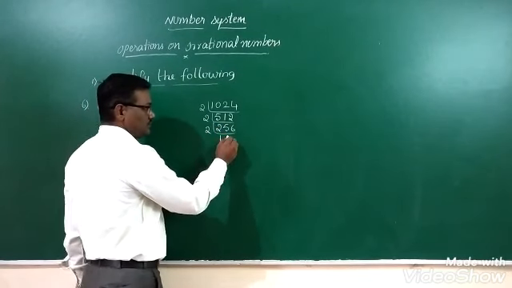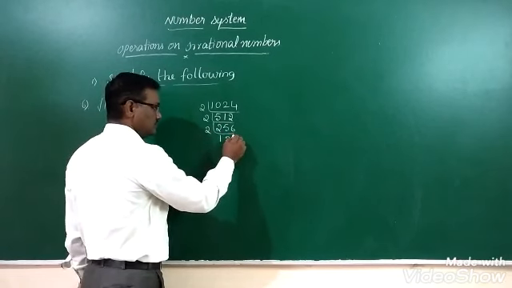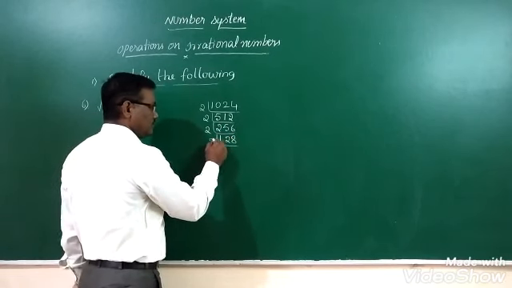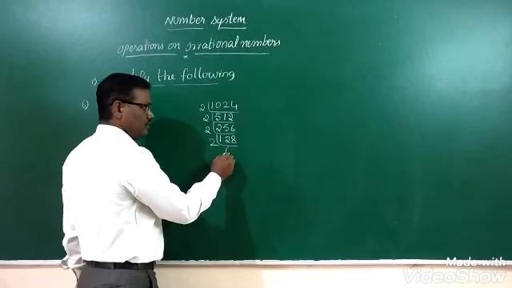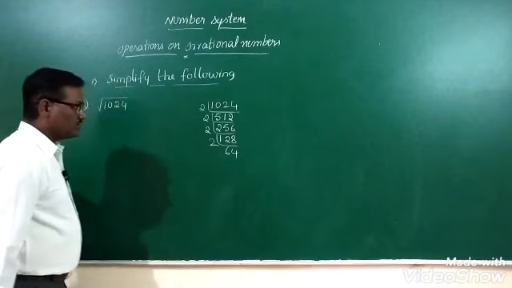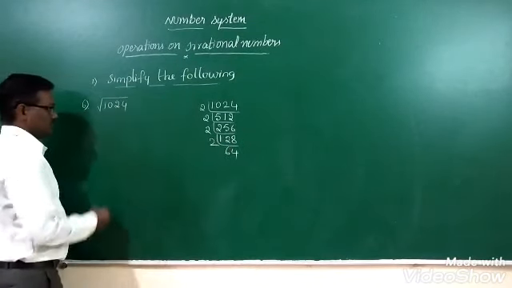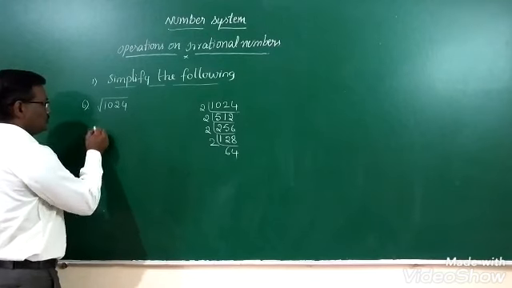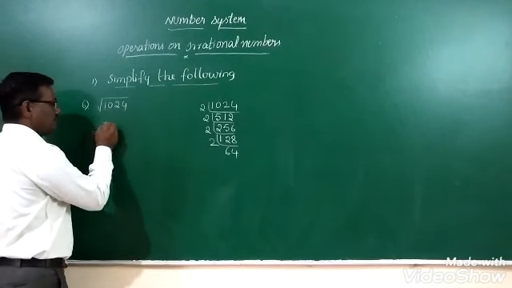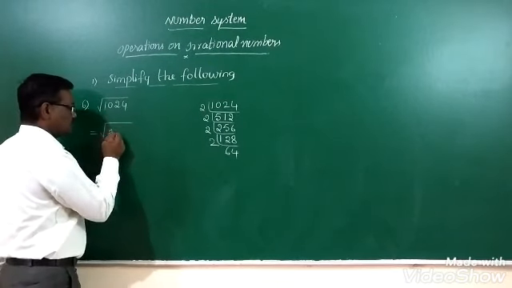2 1s are 2, 2 2s are 4, 16, 2 8s are 16, 2 4s are 8. Yes, 64 is a perfect square. Is that clear now? Yes, here you can stop. Otherwise, you continue the process. Now I am going to write this as 2 into 2, that is 2 square.